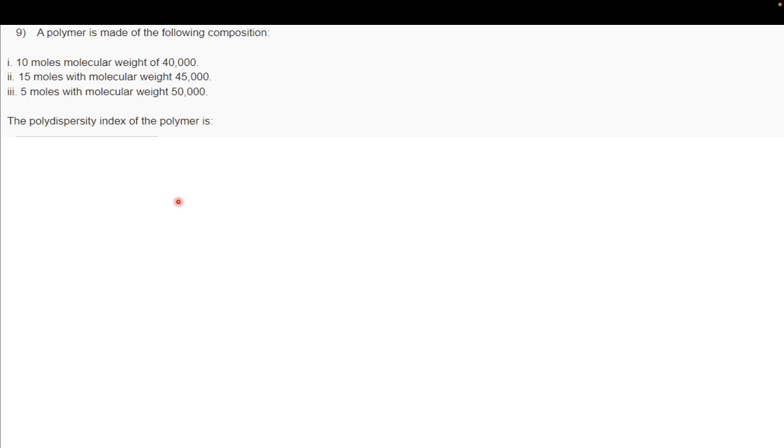We are supposed to use the formula MW by Mn to solve this. Yes, so your polydispersity index is a ratio of your MW and Mn. Your MW is your weight average molecular weight, and Mn is nothing but your number average molecular weight. So polydispersity index essentially gives you the distribution of your polymer, whether it's monodisperse or polydisperse.